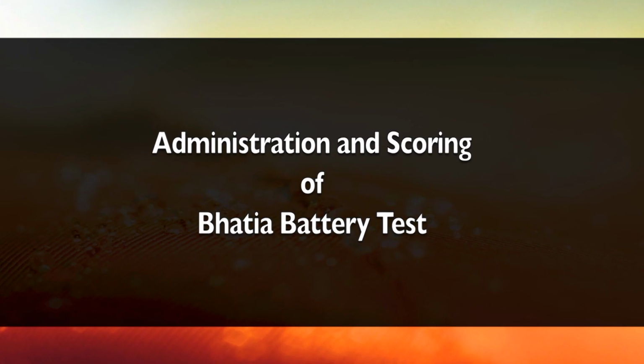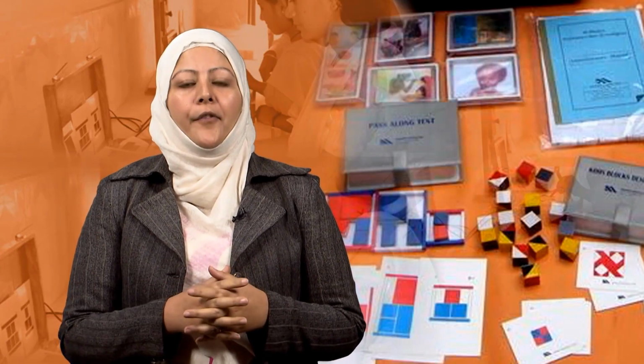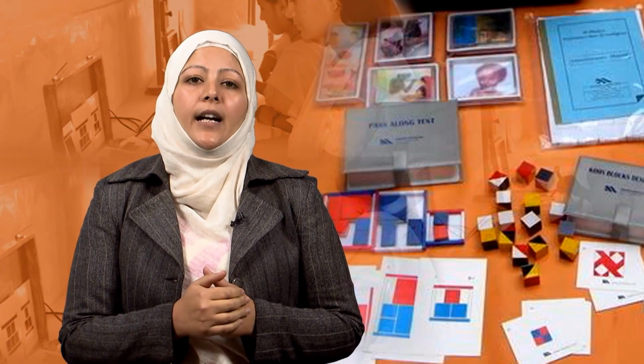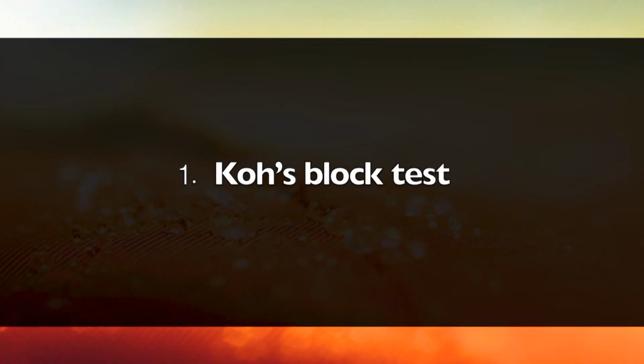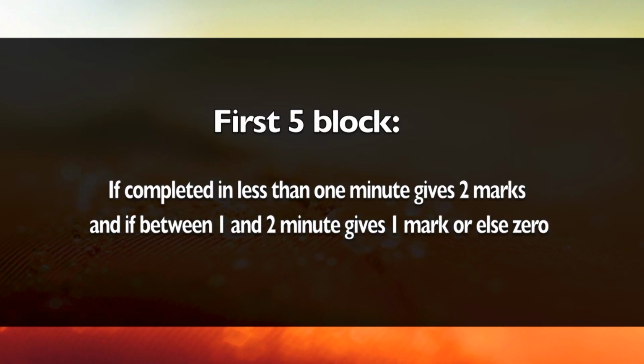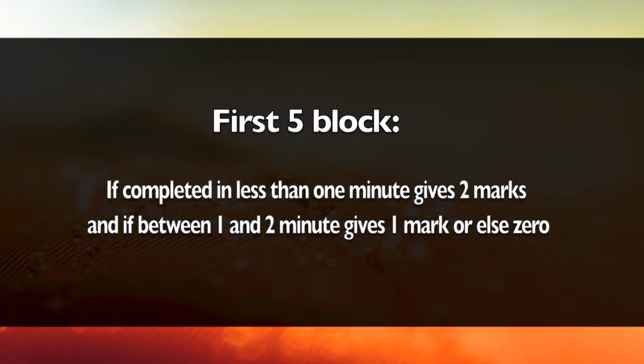Administration and scoring of Bhatia battery test. Bhatia battery performance test can be administered by following certain steps. First, we need to score each of the 5 subtests individually. First, the Koh's block test. For the first 5 blocks, if completed in less than 1 minute, it gives 2 marks, and if between 1 and 2 minutes it gives 1 mark, or else it scores 0.